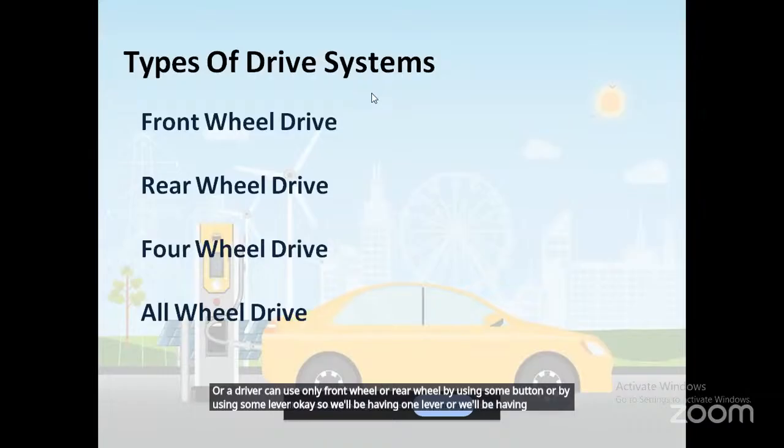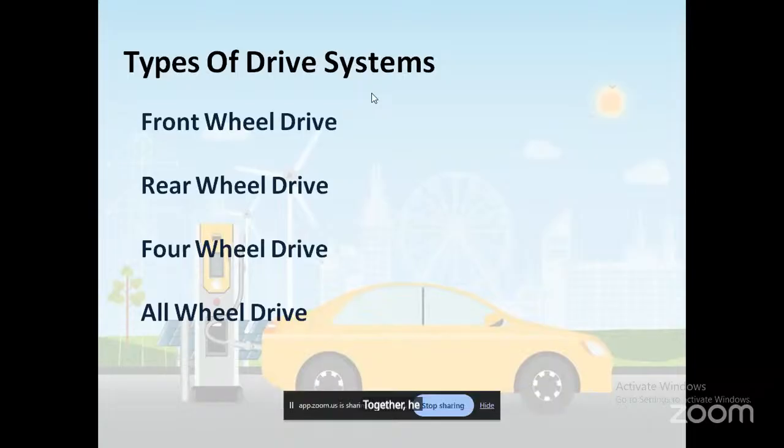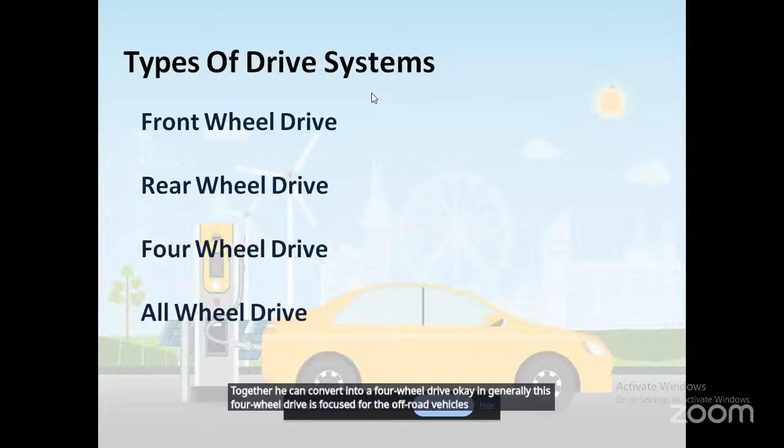Based on the condition, if the vehicle is moving on a road, then the driver can use only front wheel or only rear wheel. If the vehicle is moving in an off-road condition, then with the help of that lever, the driver can convert the front wheel and rear wheel together into a four-wheel drive. Generally, this four-wheel drive is focused on off-road vehicles. Four-wheel drive is more common in trucks and SUVs, as well as Mahindra vehicles, which come under the big vehicle category.